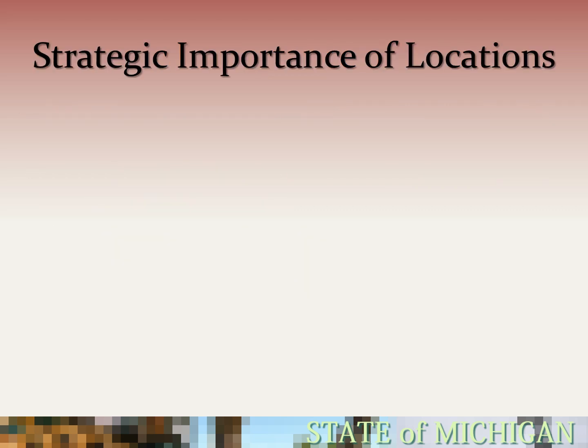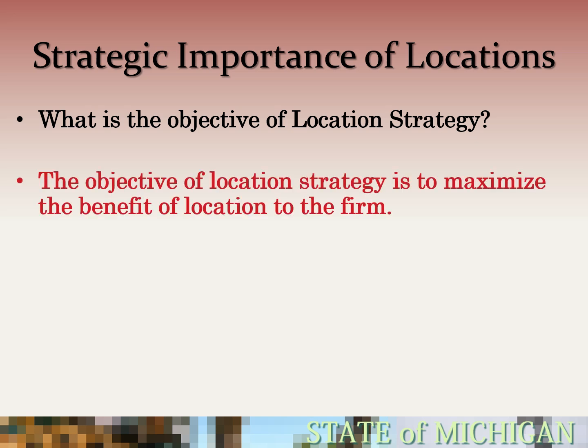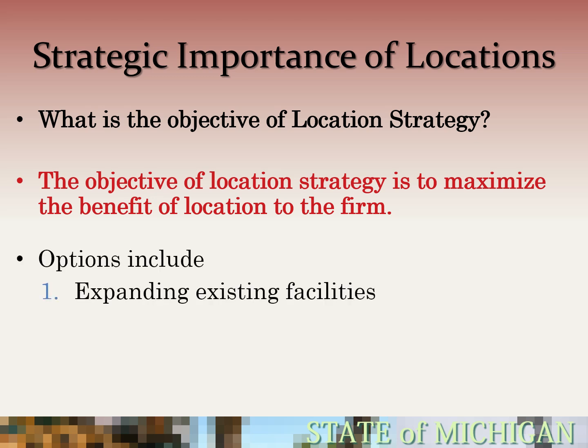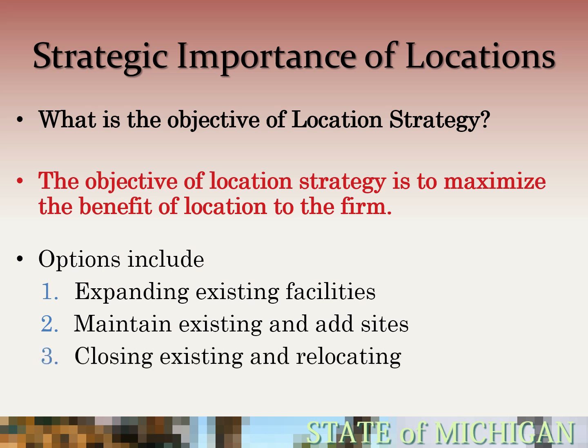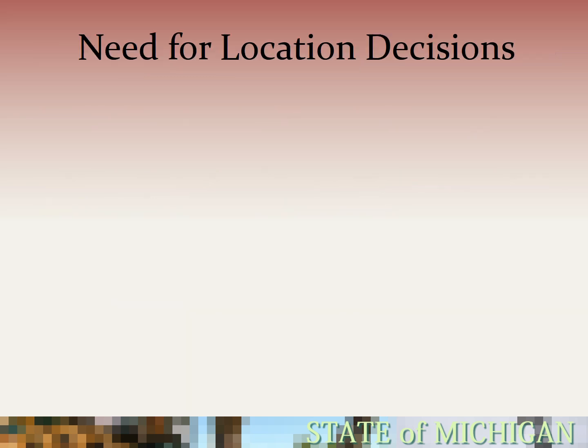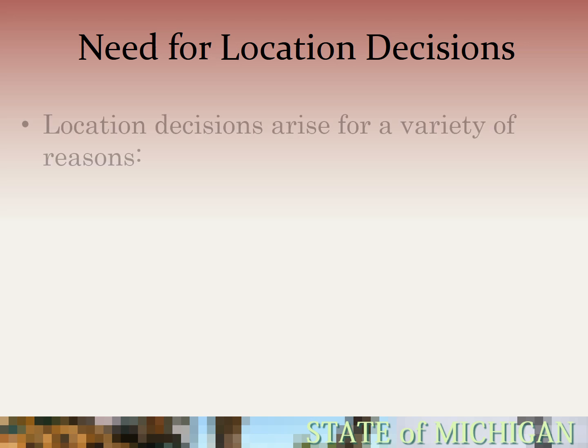So, the strategic importance of location, what's the objective of it? The objective is to maximize the benefit of location to the firm, the best location for the best exposure, and to gain the best advantage over your competition. The options include expanding your existing facility, maintaining your existing facility and adding another site, or closing your existing facility and relocating to a different area, which, as you know, happens as many companies have left the U.S. And we're going to find out why here in a little bit.